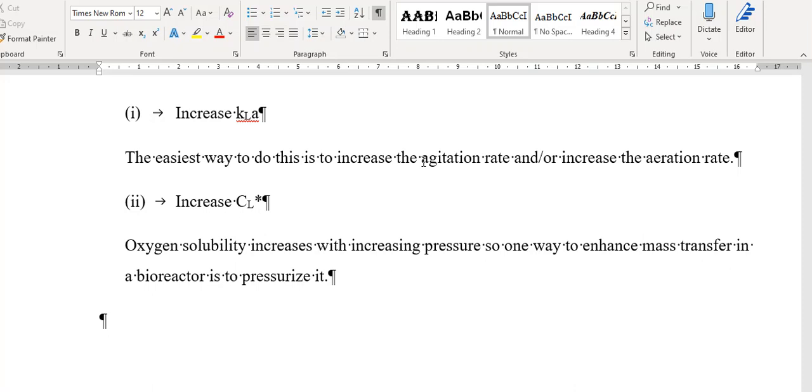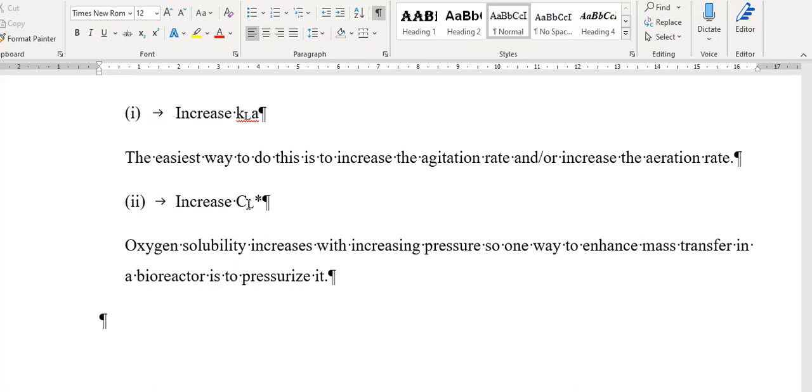And the second one is to increase Cl star. It turns out that the saturation concentration of oxygen in water increases with increasing pressure. You kind of expect that, since pressure is trying to force things into a liquid phase. So by pressurizing the reactor, you can increase the saturation concentration. So they're the three main ways of increasing mass transfer. There are a few other obscure ones that people have been doing research on, but they're not the main ones.